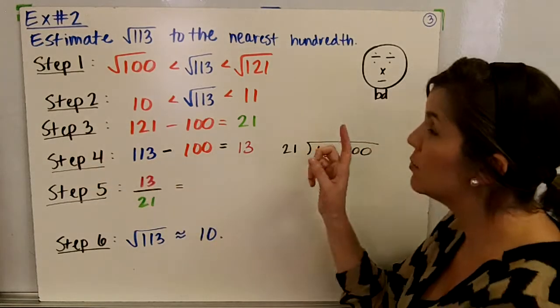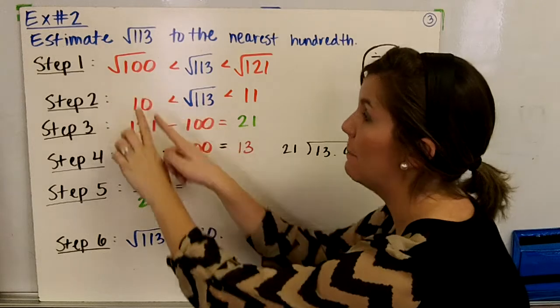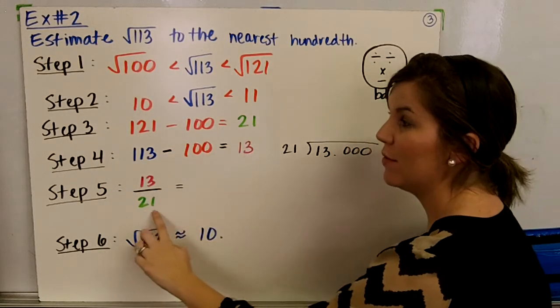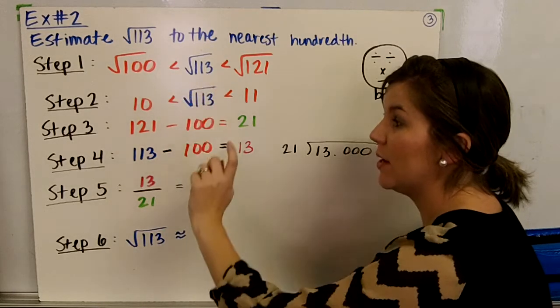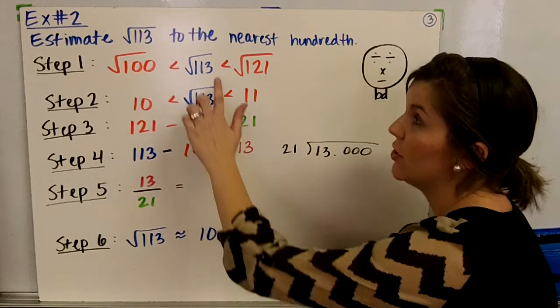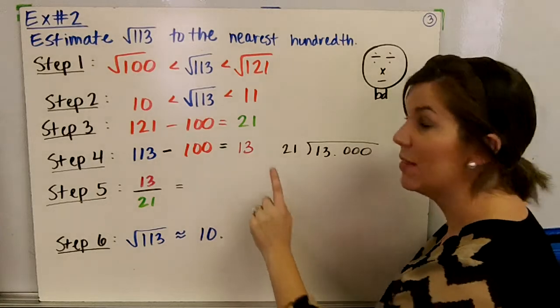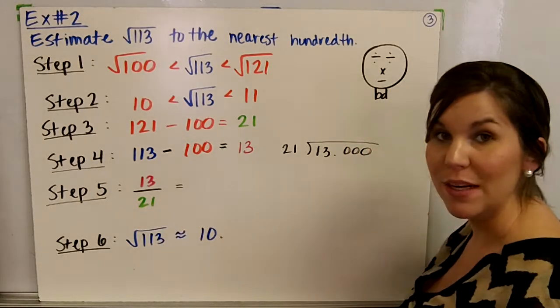Step 3, subtract those perfect squares. So 121 minus 100 gives you 21. This goes in the denominator of the fraction. Then subtract the number you're estimating and the smaller perfect square. So the smaller one is 100. So 113 minus 100 gives us 13. This goes in the numerator of the fraction. So 13 divided by 21.